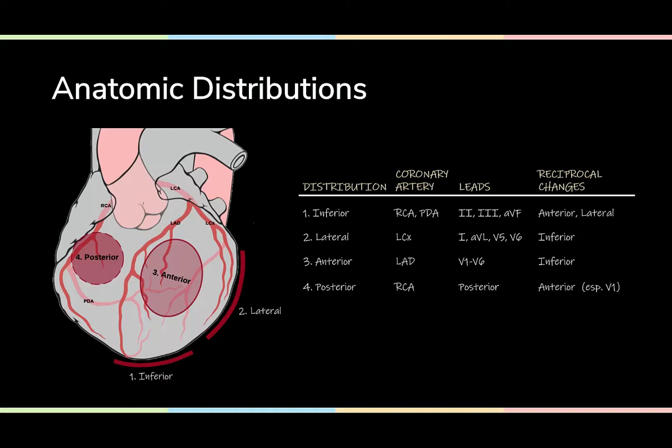So an inferior STEMI, like we had just mentioned, the inferior leads are 2, 3, and AVF, so you would expect to see ST elevations in those leads, 2, 3, and AVF. So reciprocal changes you would expect to see in the lateral leads. So reciprocal changes are essentially changes that are opposite of the changes that you see because of the anatomic area of the specific occlusion. So in an inferior MI, you would see reciprocal changes, meaning ST depressions, opposite changes, in the anterior lateral leads, especially AVL is where you tend to see ST depressions for inferior infarcts, because AVL actually projects up into the left. So you do see reciprocal changes in AVL. If you see that, that really clinches it.